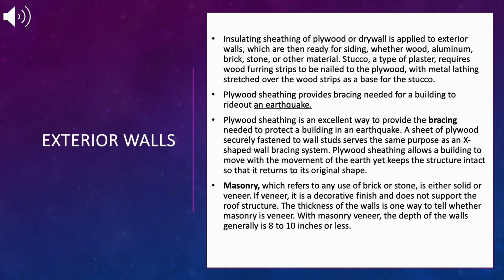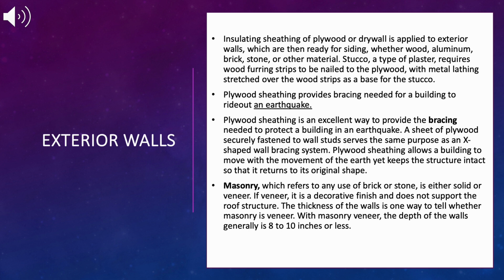Plywood sheathing provides bracing needed for a building to ride out an earthquake. Plywood sheathing is an excellent way to provide the bracing needed to protect a building in an earthquake. A sheet of plywood securely fastened to wall studs serves the same purpose as an X-shaped wall bracing system. Plywood sheathing allows a building to move with the movement of the earth, yet keeps the structure intact so that it returns to its original shape.